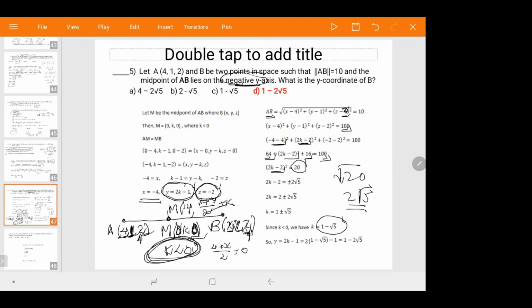What was the question? To find the y-coordinate of B. The y-coordinate of B, that is y, is nothing but 2k minus 1. So y is 2 times our k, which is 1 minus root 5, minus 1. So you'll have 2 minus 1 is 1, minus 2 root 5, which is 1 minus 2 root 5. Therefore, the answer is D.